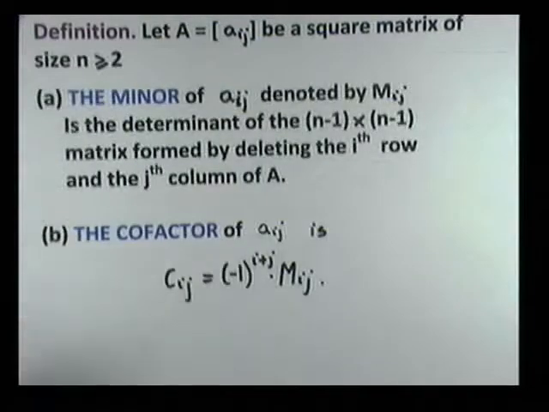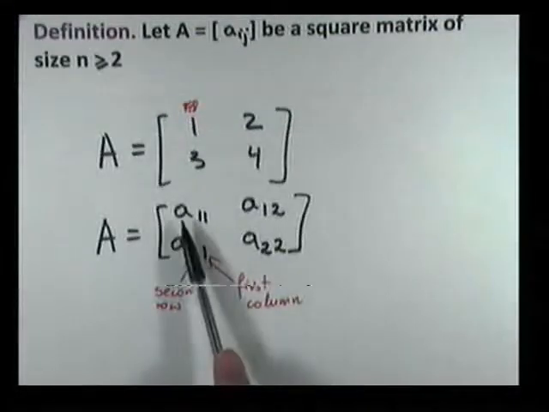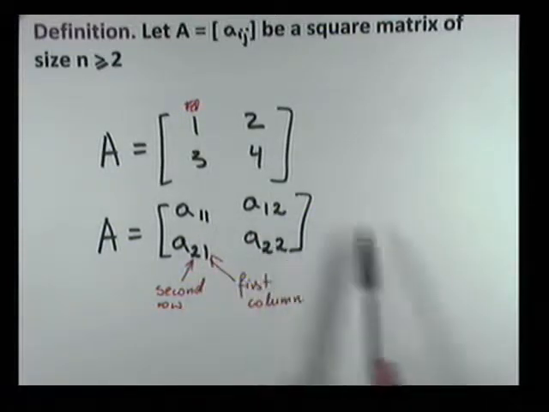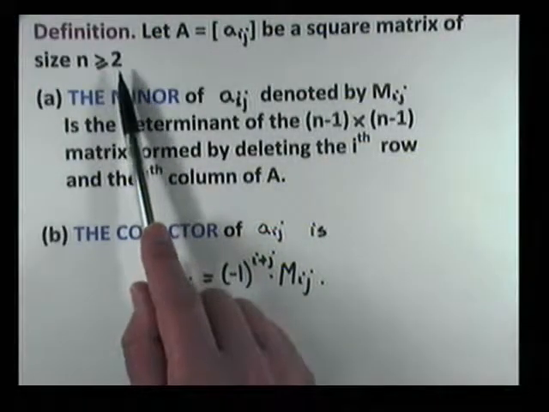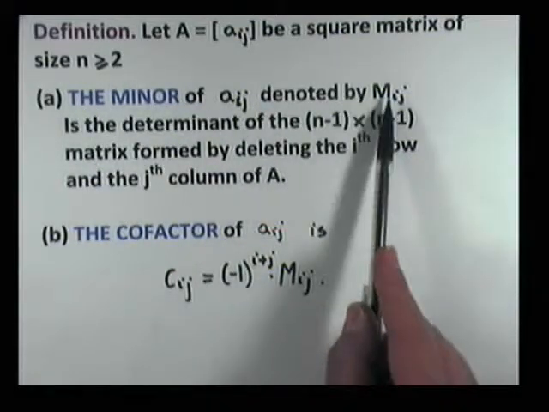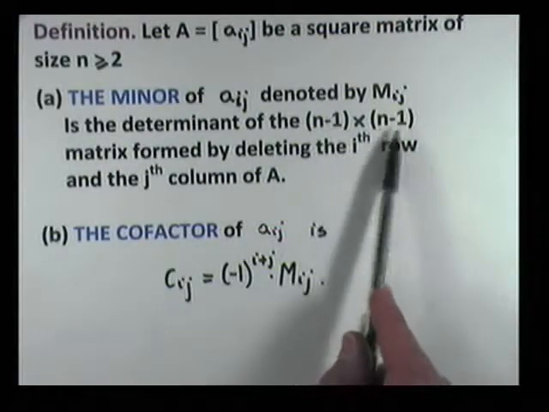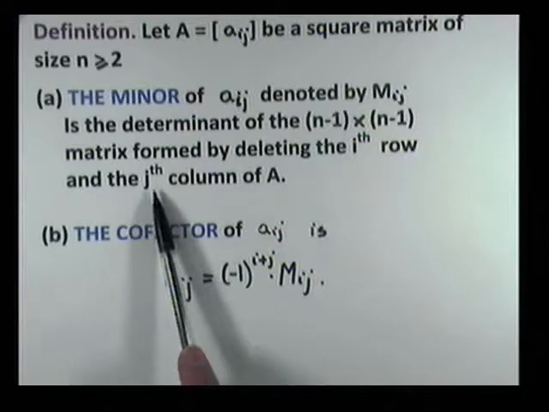Okay, so now we have a definition. Let A be the matrix of a_ij. In general, I'm writing a_ij, with a_11, a_12, a_21, a_22, and so on. It can be more: a square matrix of size greater than 2. Then we have the definition: the minor of a_ij, denoted by M_ij, is the determinant of the n minus 1 by n minus 1 matrix formed by deleting the ith row and the jth column.